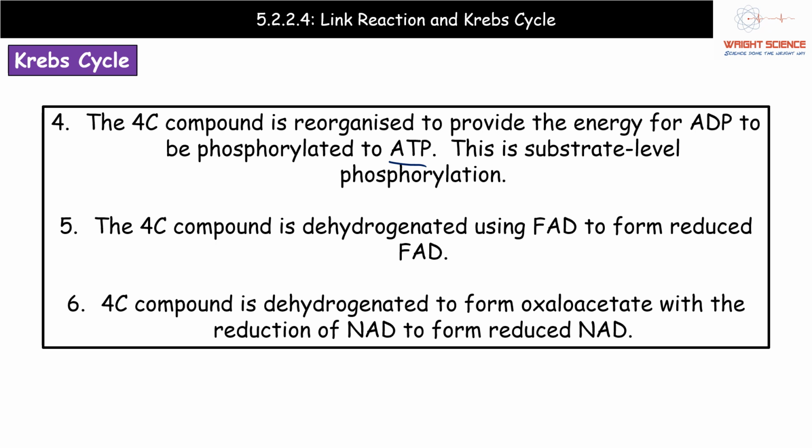We then undergo a dehydrogenation for that 4-carbon compound so that we're going to generate reduced FAD.